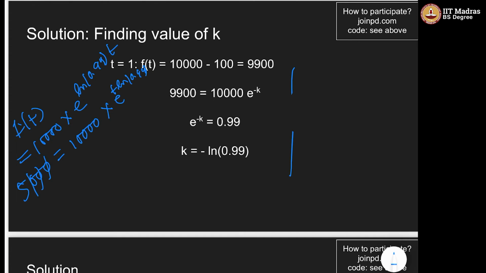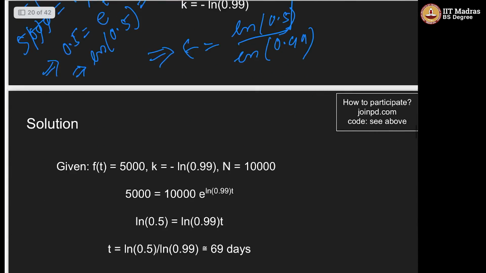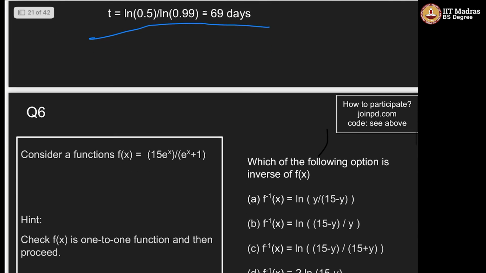Okay, so if we just cancel them out, we will get 0.5 equals e^(t ln 0.99). Now we can take ln on both sides. So we will get ln 0.5 equals t into ln 0.99. So from here t will be equal to ln 0.5 by ln 0.99, which is approximately 69 days. Okay, this is the answer.